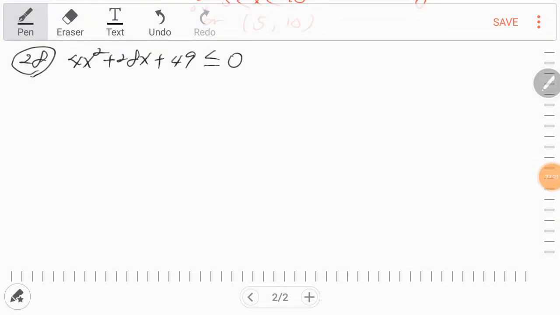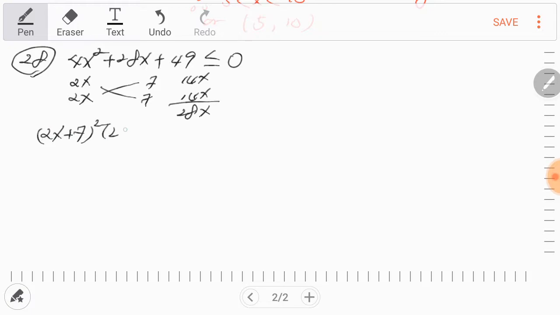Okay, this is exercise 28. Okay, first let's find the zeros of the function, x-intercept. So in this case, 2x times 2x, 49 is 7 times 7. Then this is 14x. Sum is 14x. The sum is 28x. So the left side is (2x plus 7) squared, right? Squared.